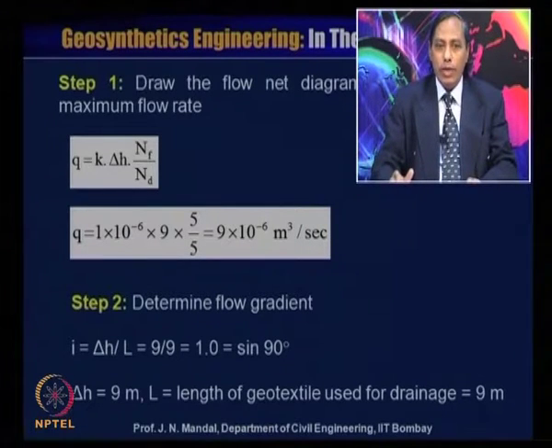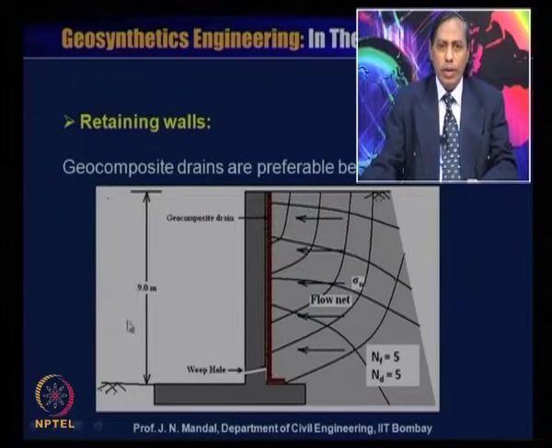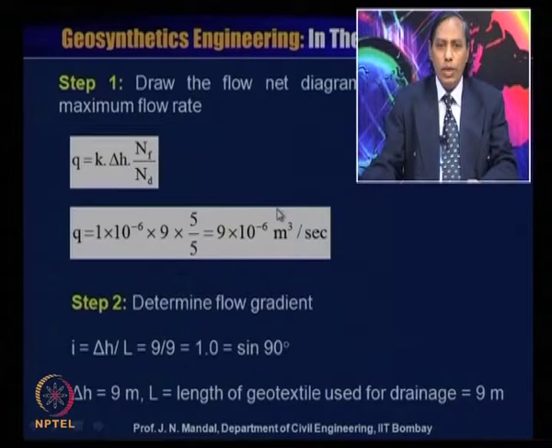Step 2: determine the flow gradient. Here i is equal to delta H by L, which is 9 by 9, equal to 1, or you can say i is also equal to sin 90 degree. It is the same. For delta H equal to 9 meter, L is the length of the geotextile used for drainage, also 9 meter. It is like this: this is the wall, its height is 9, and this drainage length L is 9 and delta H is also 9. So, the ratio will be 1, so i will be 1.